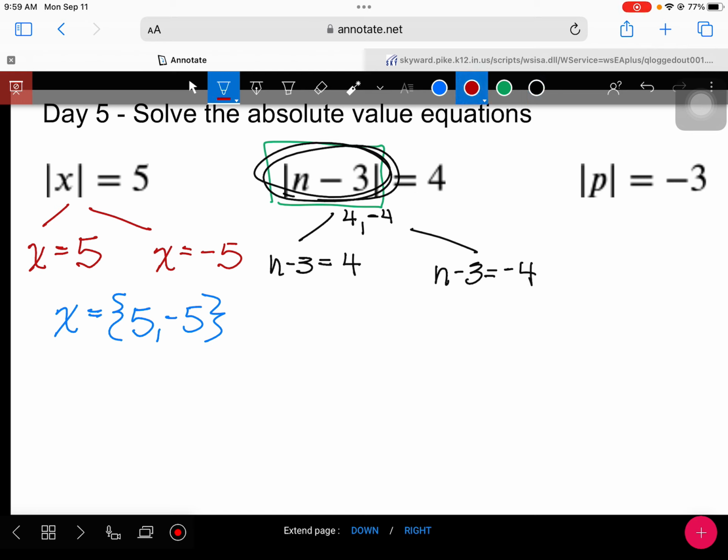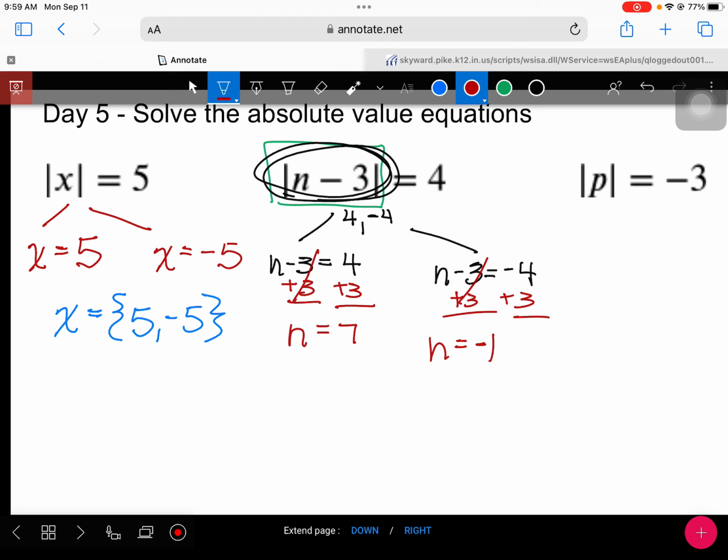Now you just solve. So add 3, add 3. The 3's cancel out. N is equal to 7. On the other side, add 3, add 3. N is equal to -1.